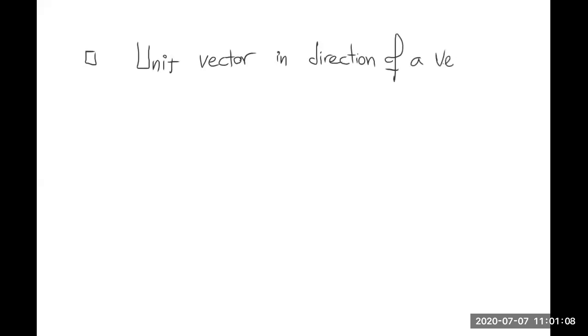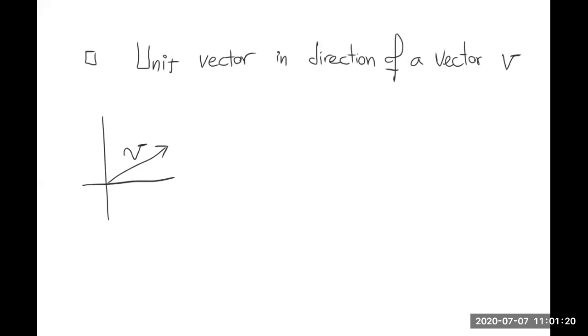Okay. Now let's go to the next notion. The next thing I want to talk about is a unit vector. A unit vector in direction of another vector, of a vector V. Suppose a vector V is given. Okay, I have a vector V. This is a vector.